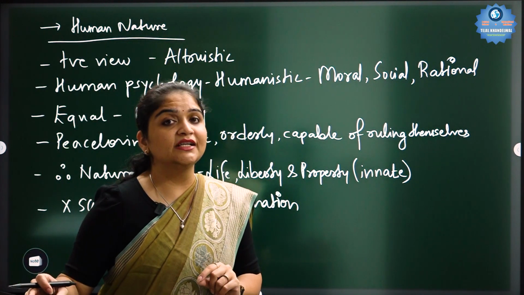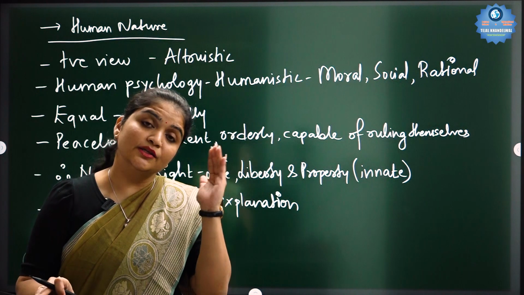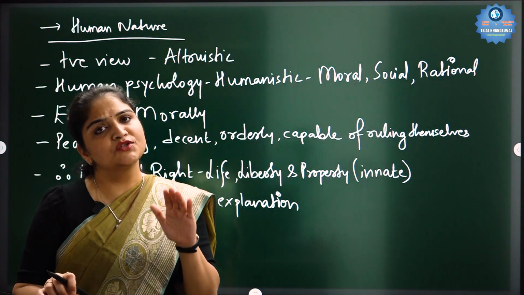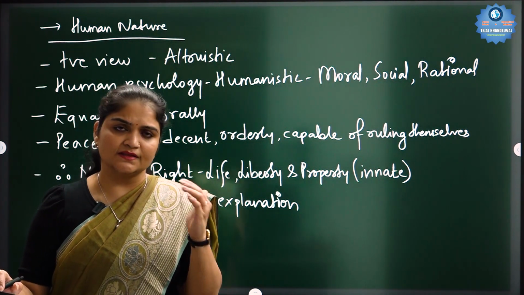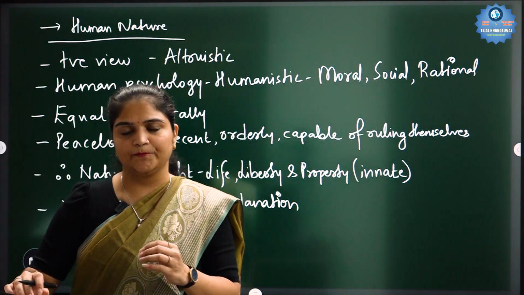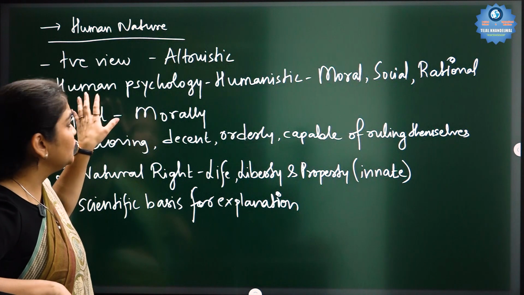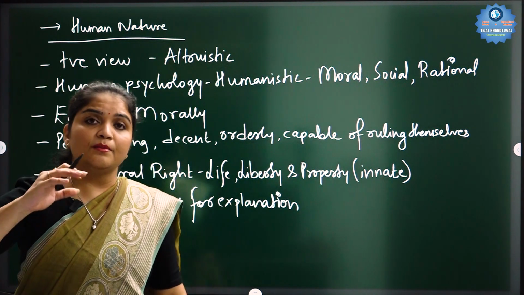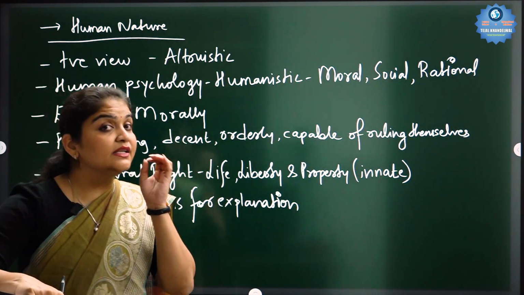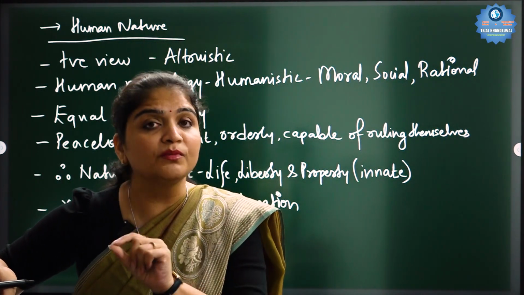So Hobbes' view on human nature is what? Pessimistic. But does he give a scientific basis like the motions that have been explained in Hobbesian philosophy? No, he does not give a scientific basis. He gives a common sense understanding, and through his experiences, he gives a positive view of human nature. According to him, man is altruistic. According to him, human psychology is more humanistic. Man is moral, man is social, and man is rational, which means reason dominates passion in man, unlike Hobbes, who says passion dominates reason in man.